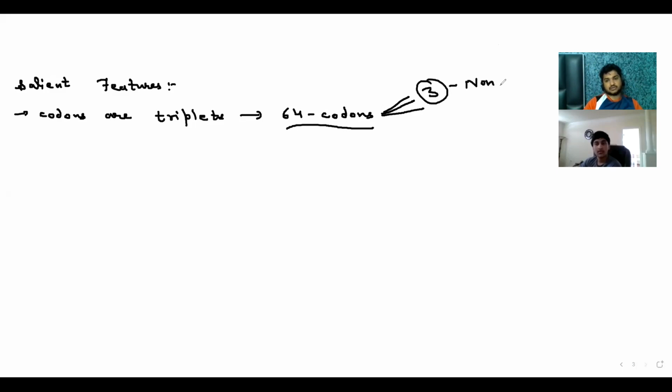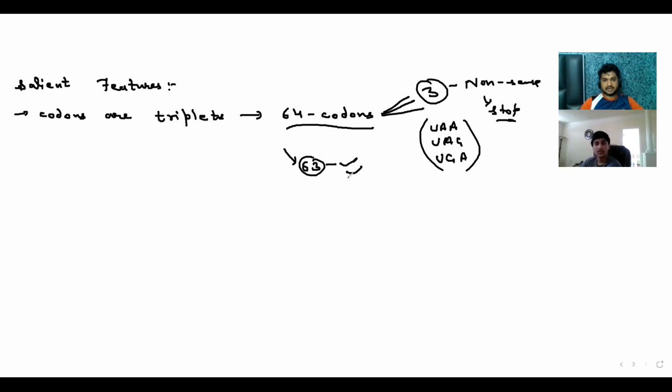Why are they called nonsense codons? Because they stop the process of translation. Very good, because these are the stop codons. The names are UAA, UAG, and UGA. These are the nonsense codons. You have to remember. The rest of the 61 are sense codons, because they code for amino acids, right?